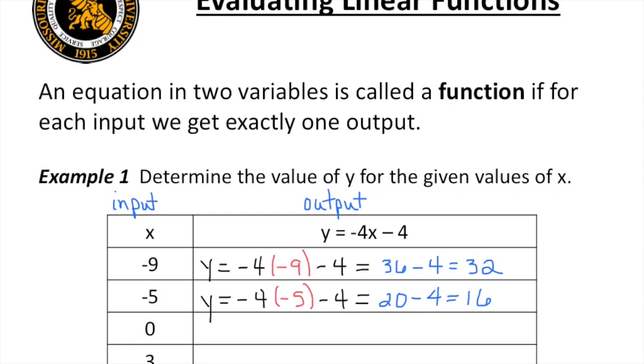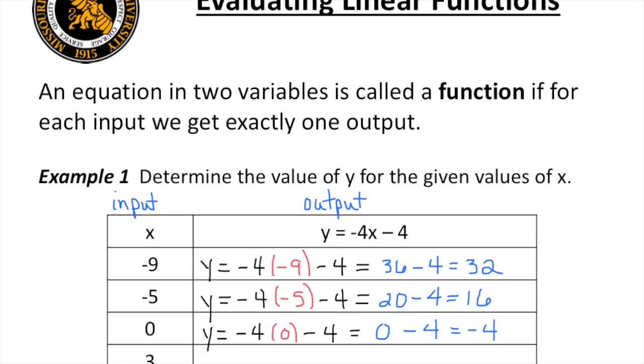Repeating the process for x equal to 0, we have y equals negative 4 times 0 minus 4, resulting in 0 minus 4, because negative 4 times 0 is 0, and giving us a final output of negative 4.